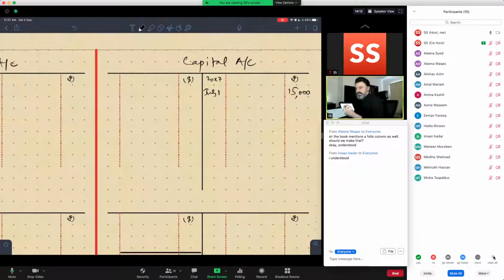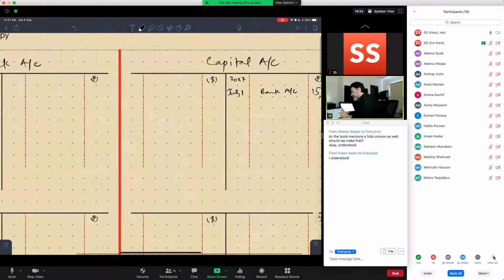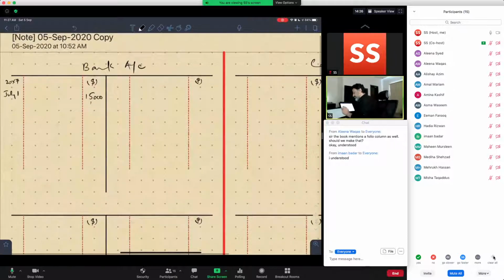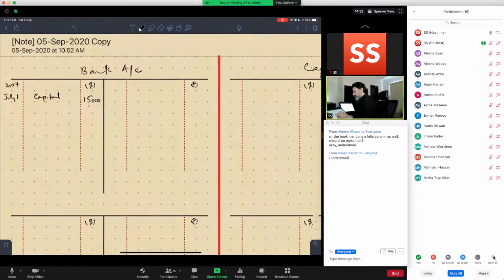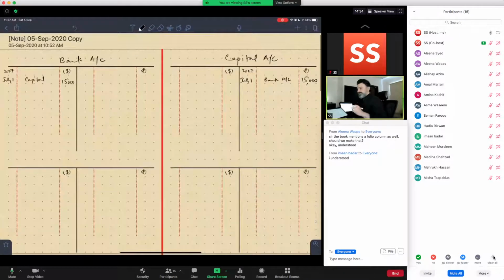and then we are going to cross-refer the accounts. That means we are going to give the reference of the other account involved in that entry. So if we are in the capital account right now, we are going to refer to the bank account here, right? And when we cross-refer the bank account, the other account involved was capital account. So this is one entry here, the first entry.